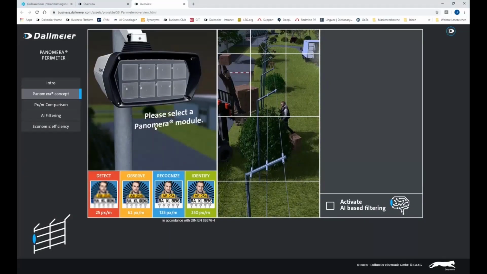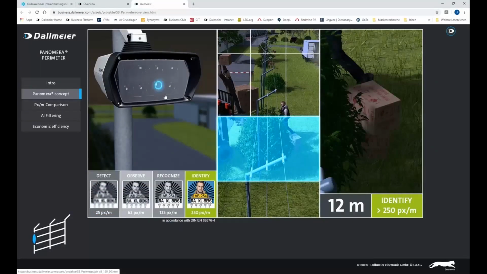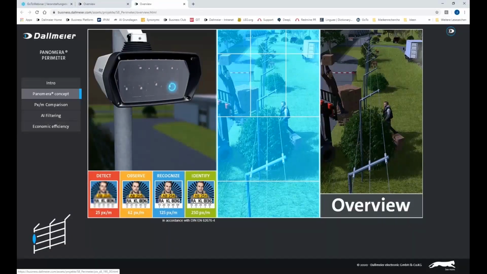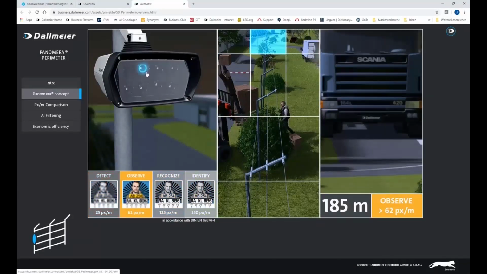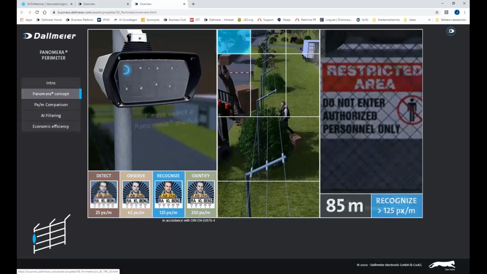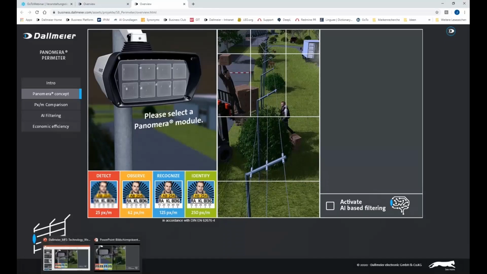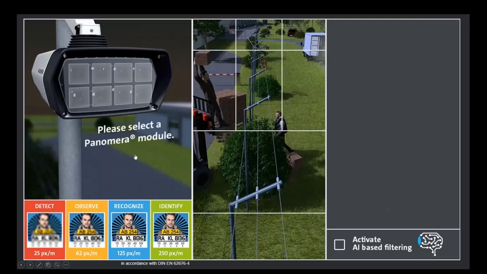Again, we have our DIN norm, this time in English: detect, observe, recognize, identify, and then different sensors cover different areas. This is the overview sensor, in this case with this Panomera model, also the one that covers the frontmost area here. And then I have sensors in the back that cover the far end situation there. So this is how you can imagine, or how I hopefully clearly demonstrate, how the multifocal sensor technology works from the way it is set up.